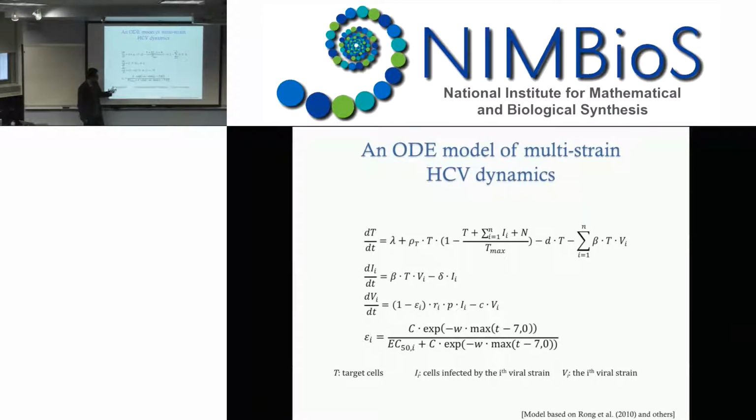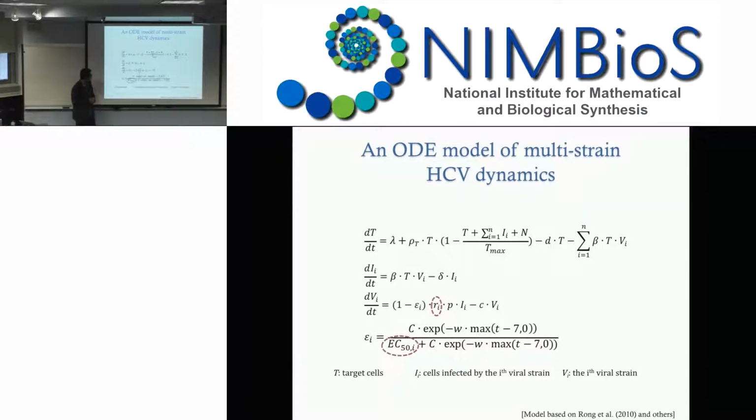So we assume under treatment, the drug concentration can be approximated by a constant. After 7 days, it declines exponentially. And this efficacy is defined by the concentration divided by the EC50, which is a measure of how resistant a viral strain is to the drug, plus this drug concentration. That gives you this mechanistic sigmoidal curve.